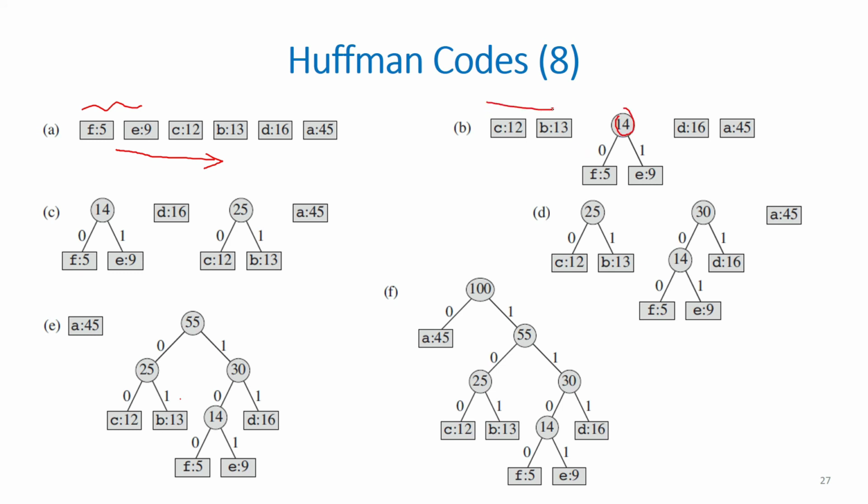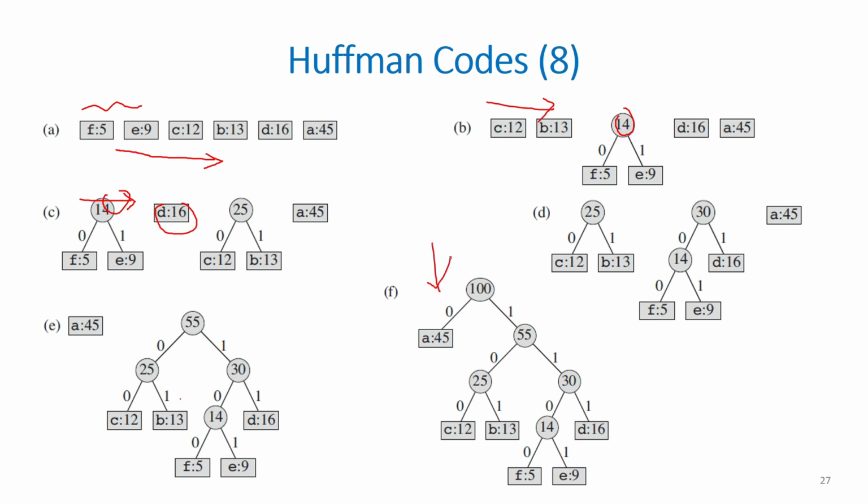Sort the list again. Now we have C and B at the beginning of the list. So we merge C and B. Doing so gives us figure C. Again, we sort the list. Now merge the circular node of value 14 with leaf D. Sort it to get figure D. Keep doing this until all the nodes are merged into a single binary tree.